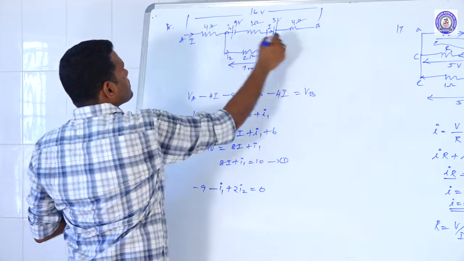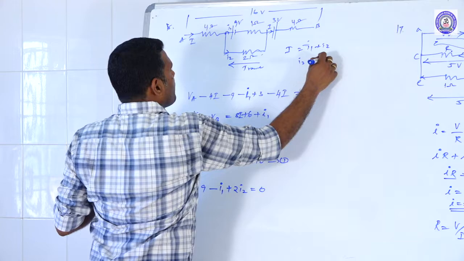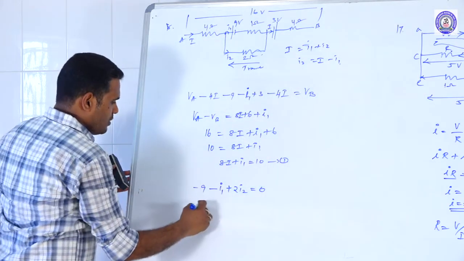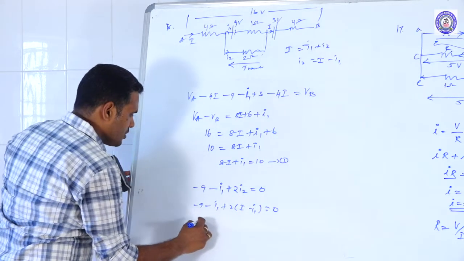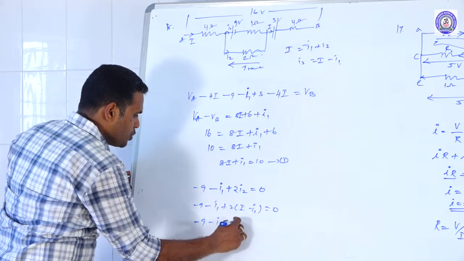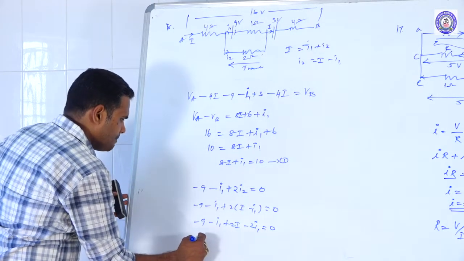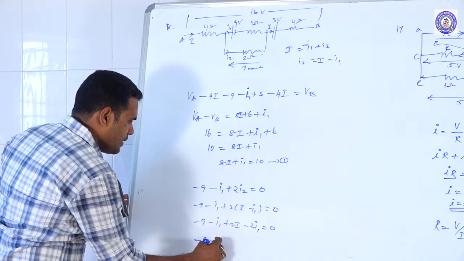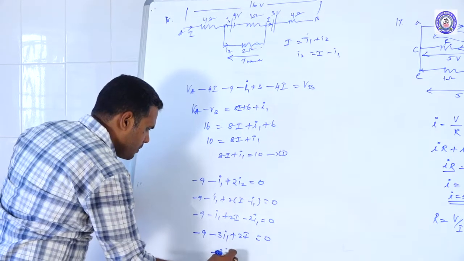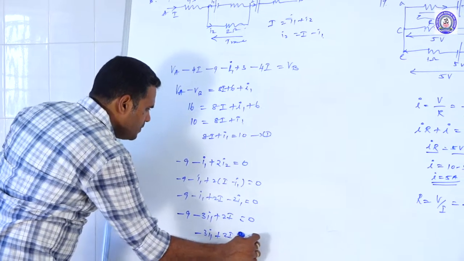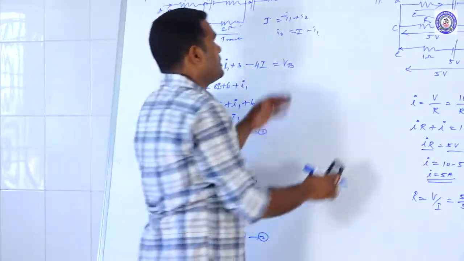Actually, what is I2? If I is divided out as I1 and I2, I2 is I minus I1. So, minus 9 minus I1 plus 2 into I minus I1, this is equal to 0. Minus 9 minus I1 plus 2I minus 2I1, this is equal to 0. So, we can write minus 3I1 plus 2I equals 9. This is the second equation. Solve this equation and get the result.